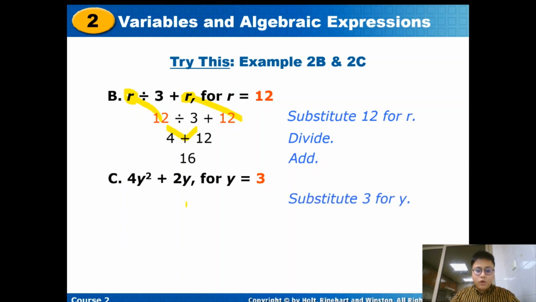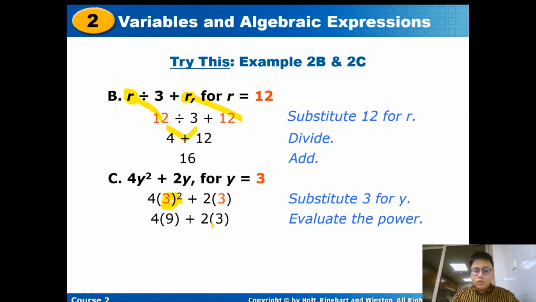Next, substitute 3 for y. So y here will be substituted by 3 everywhere. So it will be 4 multiplied by 3 to the power of 2 plus 2 multiplied by 3. Again, you do first the exponent. So 3 to the second power will give you 9. Now multiply. 4 times 9 plus 2 times 3. 4 times 9 is 36, then 2 times 3 is 6, then add. Just follow the steps given.